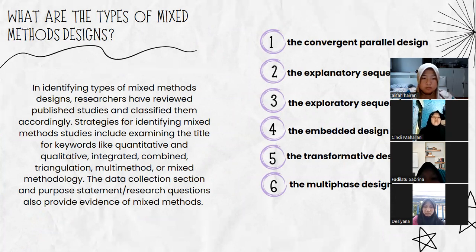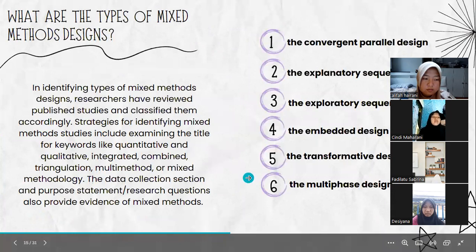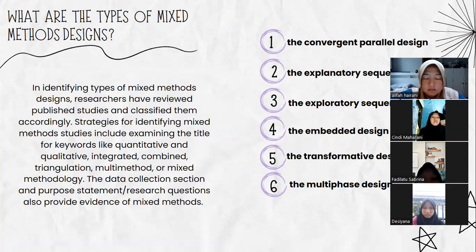Strategies for identifying a mixed method study include examining the title for keywords like quantitative and qualitative, integrated, combined, triangulation, multi-method or mixed methodology. The data collection section and the purpose statement or research question also provide evidence of mixed method. So here are 6 points.